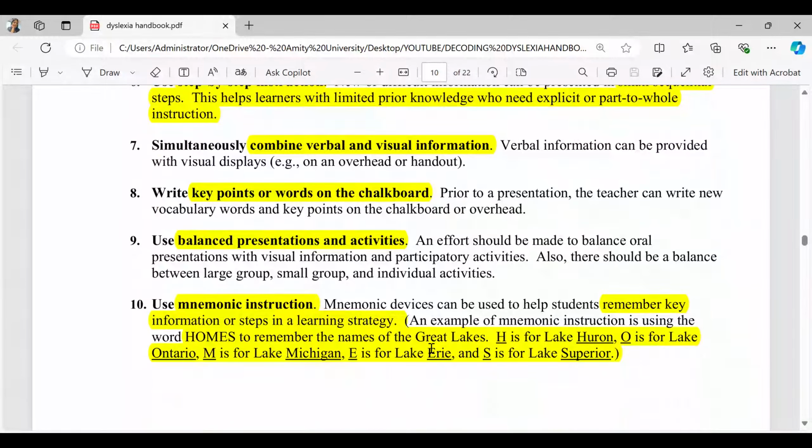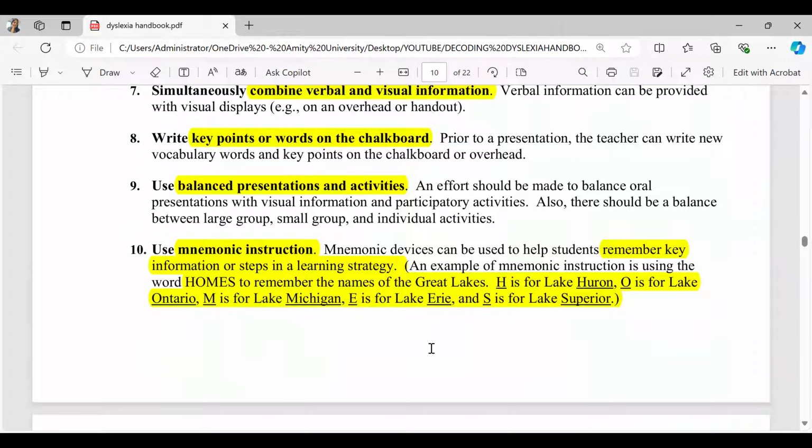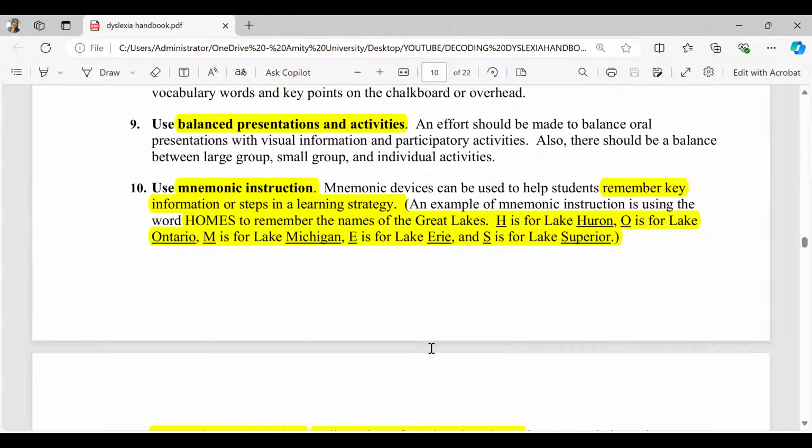Now, writing key points on the blackboard, combining verbal and visual instructions, using balanced presentation and activity, using mnemonic instruction. Now, mnemonic refers to remembering the key information or steps in the learning strategy. Like for an example, if I want to teach the names of the Great Lakes, it can be divided into a mnemonic instruction like HOMES. H for Huron, O for Ontario, M for Michigan, E for Erie, S for Superior.